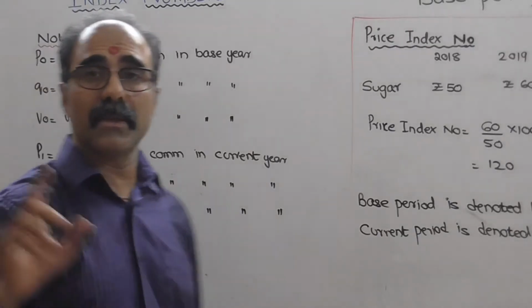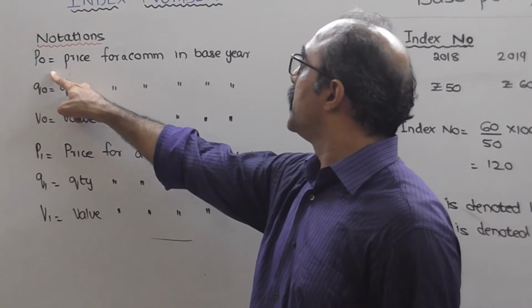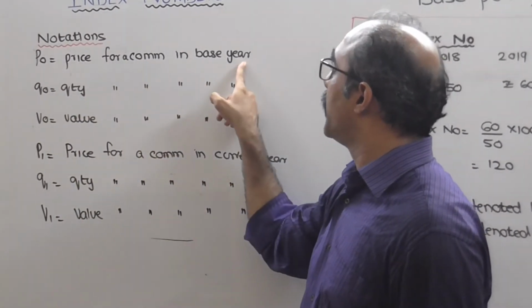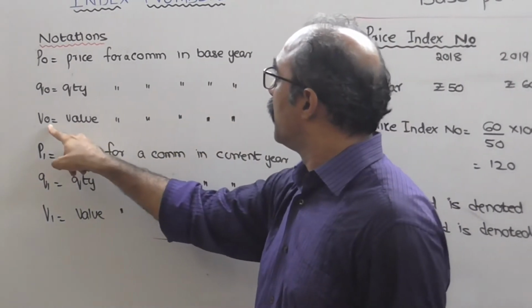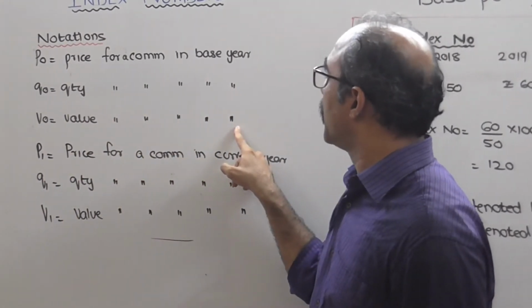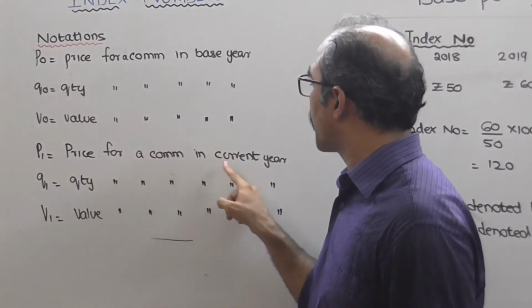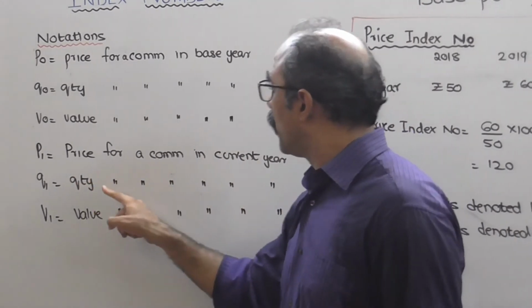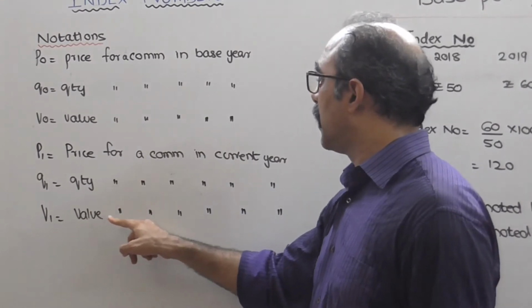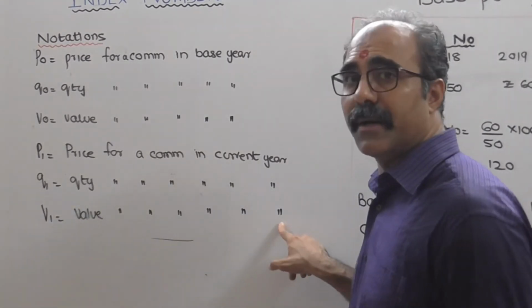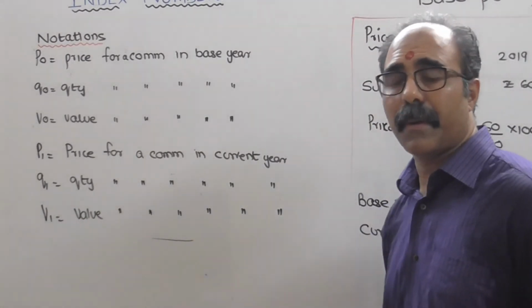Now let's discuss notations used. P0 is the price for a commodity in the base year. Q0 is the quantity for a commodity in the base year. V0 will be the value of a commodity in the base year. P1 is the price of a commodity in the current year. Q1 is the quantity for a commodity in the current year. And V1 is the value of commodity in the current year. Understood?